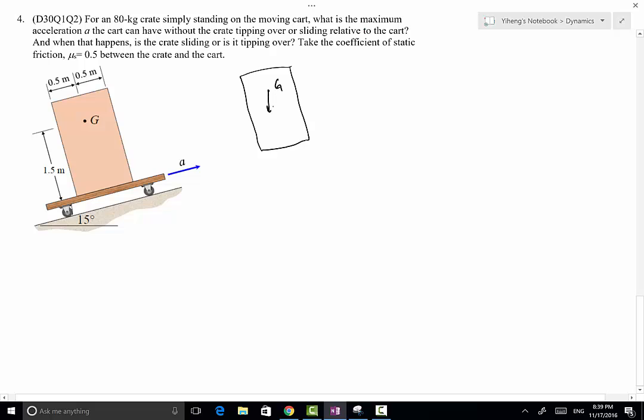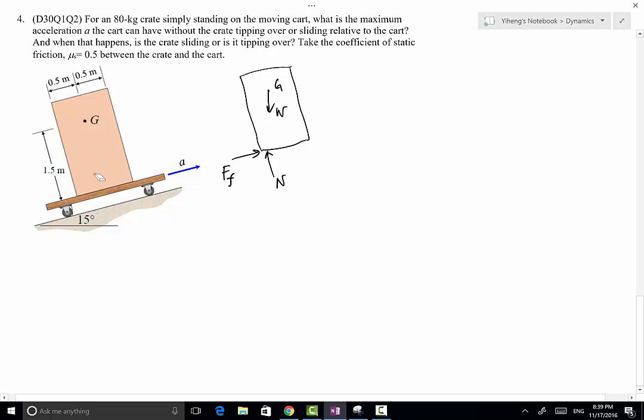It is subjected to weight, which is mg, and also the normal force from the cart. Right now, we do not know exactly where the location of the normal force is. And because the cart moves up, the relative impending motion of the crate with respect to the cart is down. So this is the direction of relative motion. Therefore, the frictional force develops to prevent impending motion, so the frictional force is up as well.